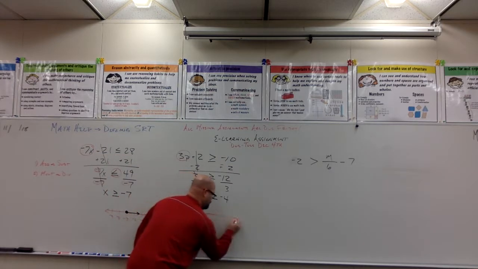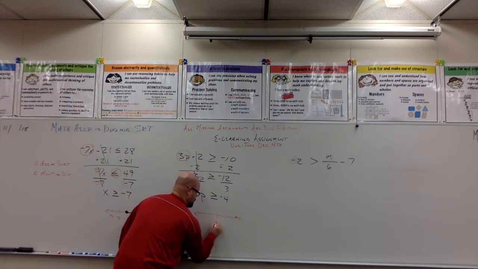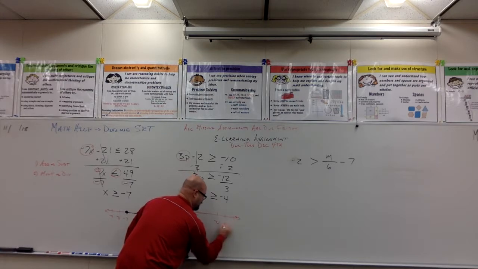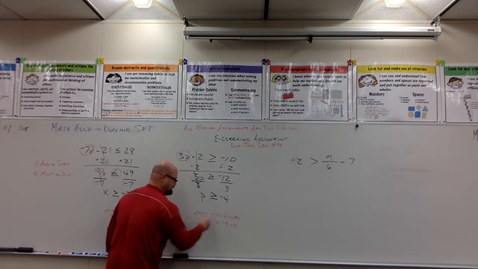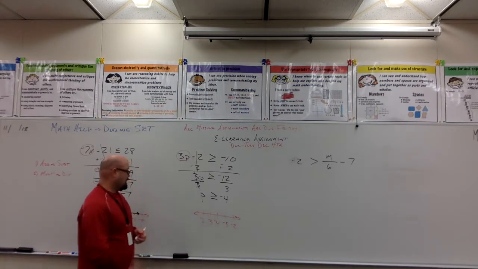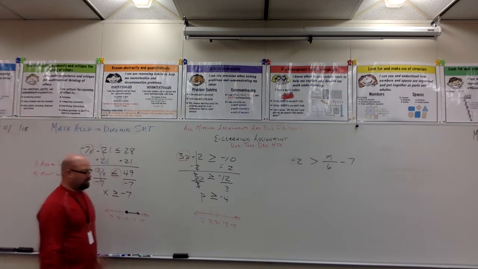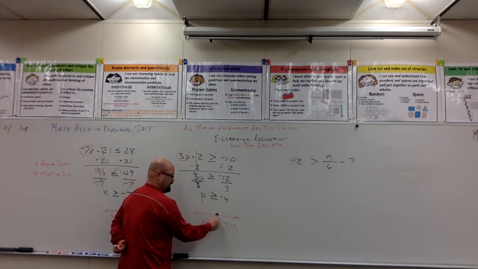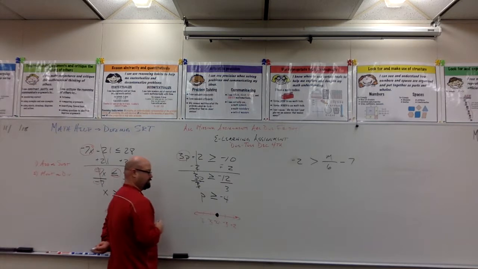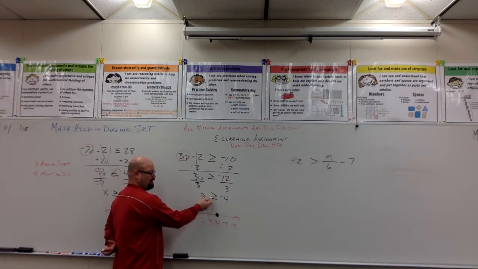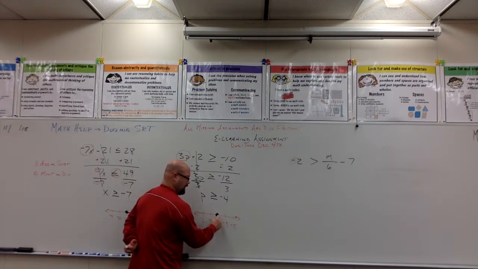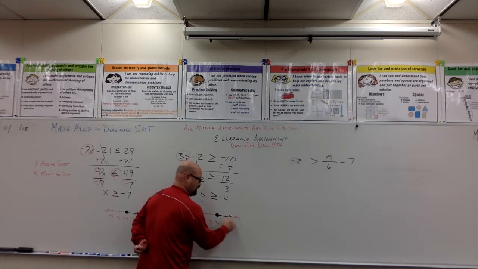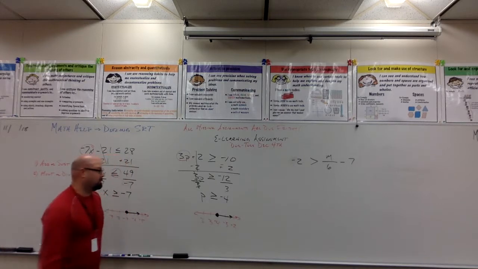Number line. Negative 4 in the middle. Negative 3, negative 2 to the right. Negative 5, negative 6 to the left. Again, as in our previous problem, we're greater than or equal to, so negative 4 is a solution, so I want a closed circle. I want numbers that are greater than negative 4, so I'm going to draw my arrow to the right.